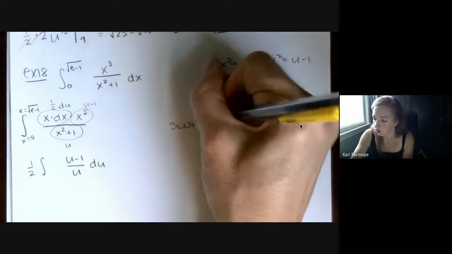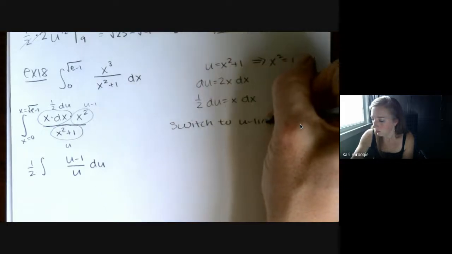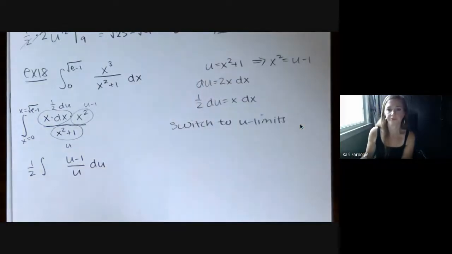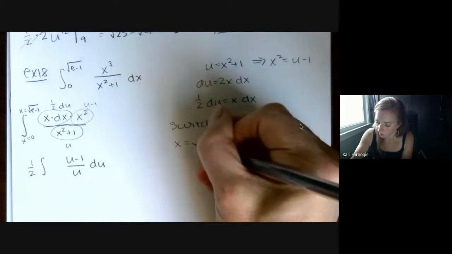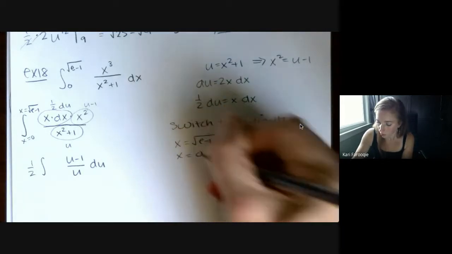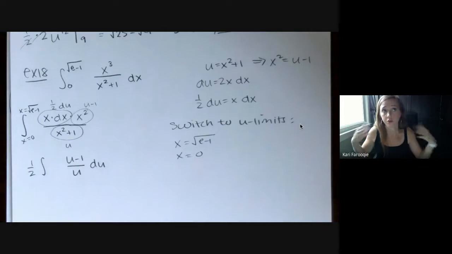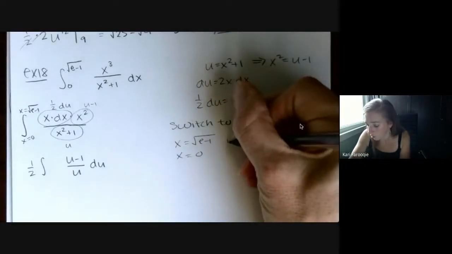So let's switch to u limits. I went from x equals 0 to x equals the square root of e minus 1. Now, if you feel like, holy cow, this is crazy, I'm evaluating this square root of e minus 1, you're going to be doing it regardless at some point or another, whether you do it now or after you back substitute. One method is not any easier than the other. It's just a matter of personal preference.